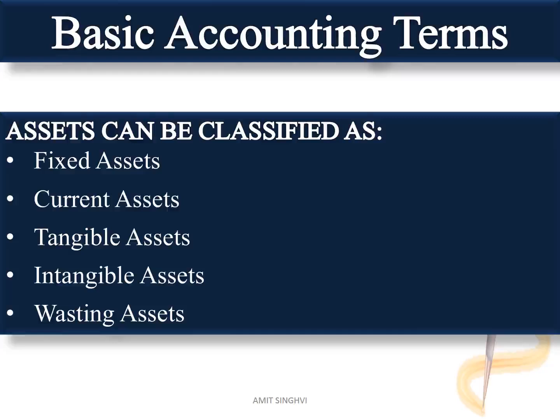Wasting assets are those assets from which the benefit will be received as and when we get the material extracted from the natural resources, for example, oil wells, mines, etc.